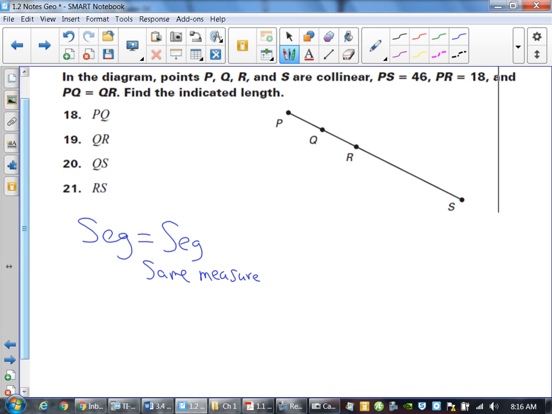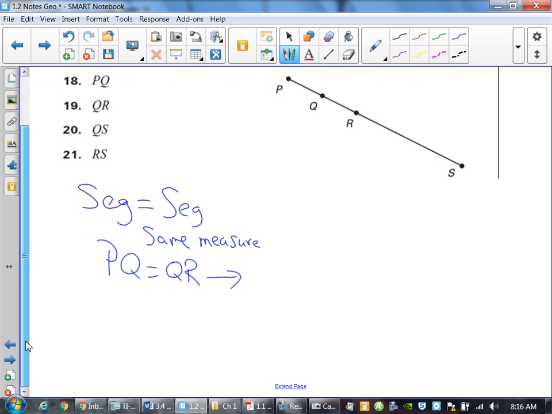So in this case, if PQ equals QR, what we can say then, and this is more the geometry version of it, is that when two segments are equal in length, they are congruent to one another. Have you ever seen that symbol before? Yeah. Equal with the squiggly stands for congruent. Congruent segments are segments that are equal in length. Congruent angles would be angles that are equal in measure, okay?